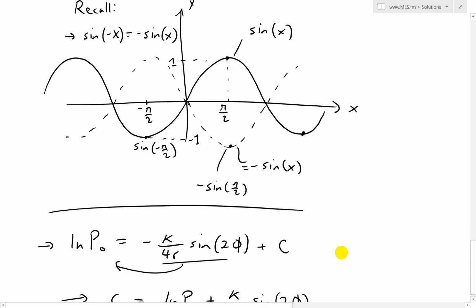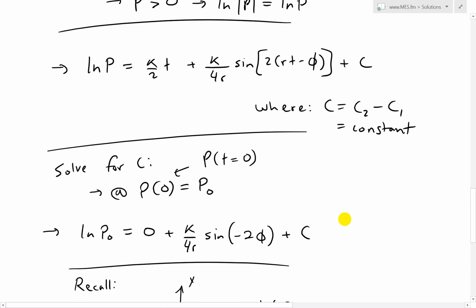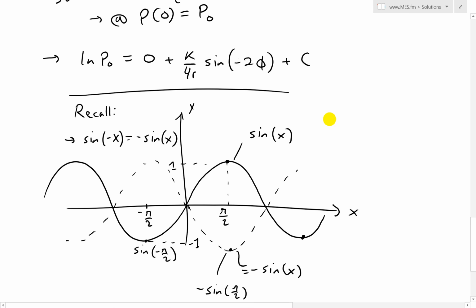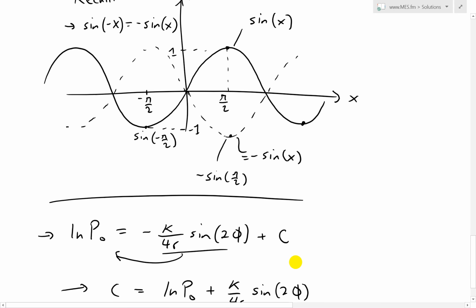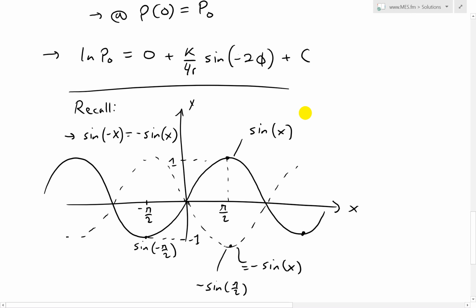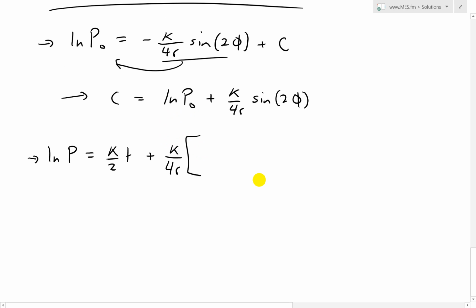Okay, so now that we have that, we can throw the c inside this giant equation right here. So what we end up getting is ln of p is equal to, let's see if we remember this one, I think it was k over 2. Yeah, k over 2t. So this is just a giant equation. K over 2t plus k over 4r, and what I'm going to do is put this giant bracket around. Sine, and because we're going to plug this in, we'll factor out this k over 4 afterwards.